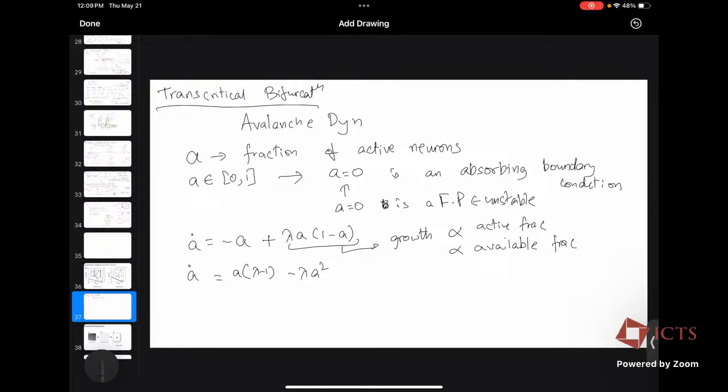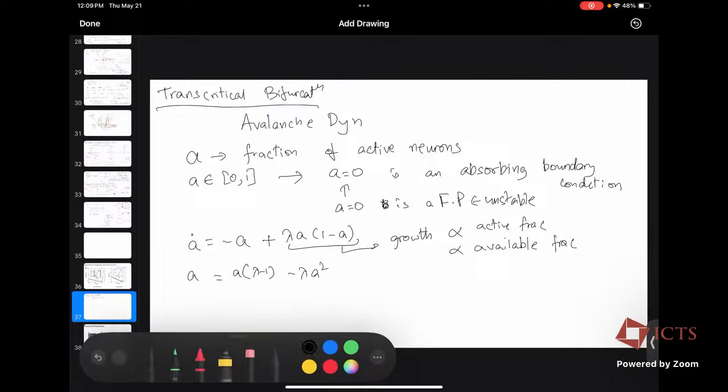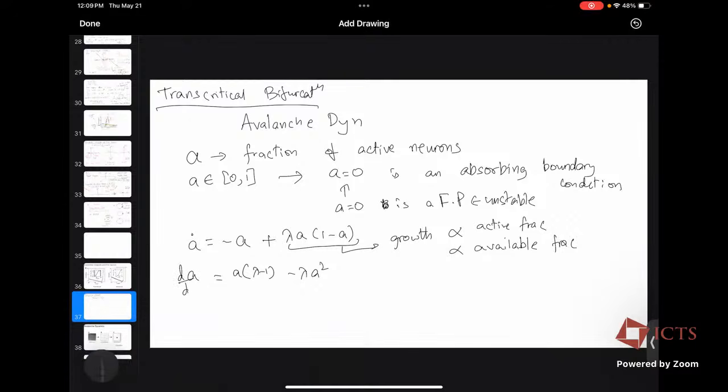Okay, so A dot, let's maybe write it as dA/dt. You'll realize why in a moment. So this is dA/dt. Let me divide all sides by lambda. So I have dA/(lambda dt) is equal to A times (lambda minus 1)/lambda minus A squared, right?